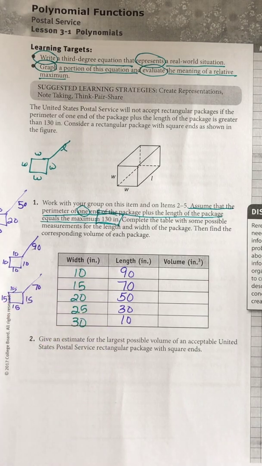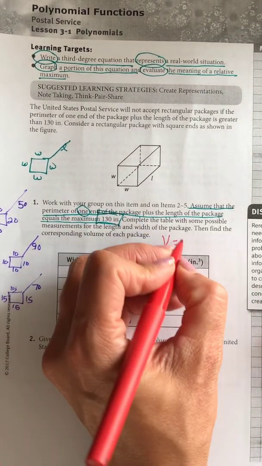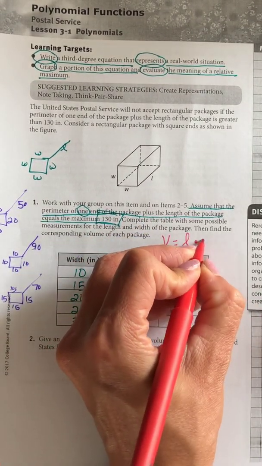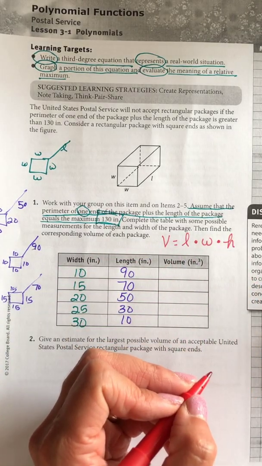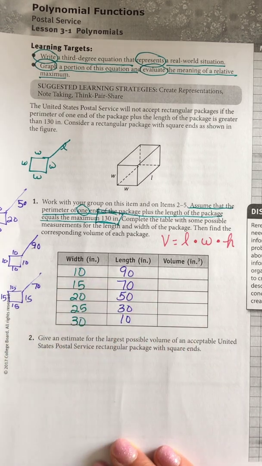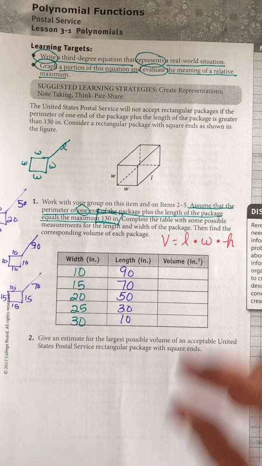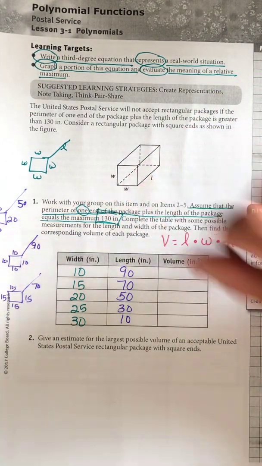Now the volume of, this is basically a rectangular prism. The formula for volume of a rectangular prism is V for volume equals length times width times height. L times W times H. So to find the volume, I'm going to need to multiply by length, width, and height. Well, the height of the box is also the same as the width. How tall the box is the same as the width.